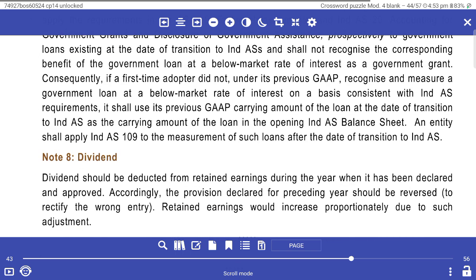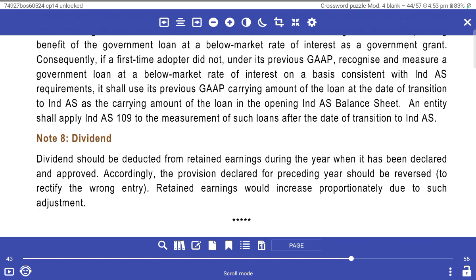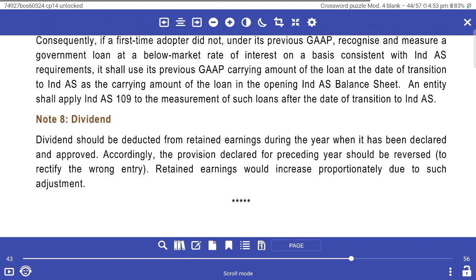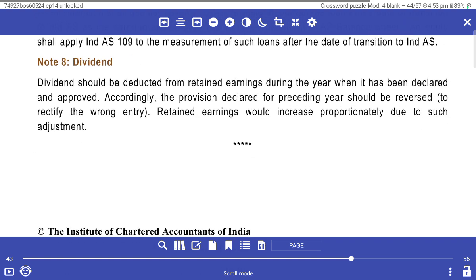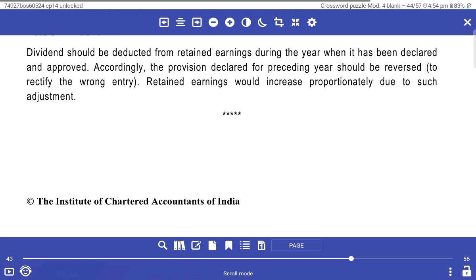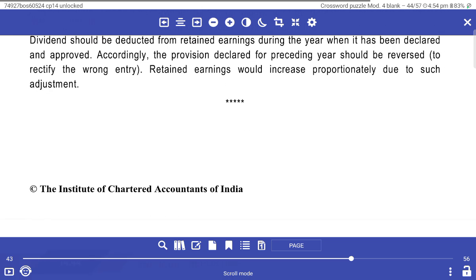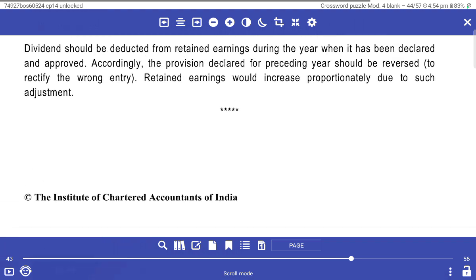An entity shall apply Ind AS 109 to the measurement of such loans after the date of transition to Ind AS. The dividend should be deducted from retained earnings during the year when it has been declared. Where the dividend is declared after the reporting period, the previous entry shall be reversed. To rectify the error, retained earnings should be increased proportionately due to the adjustment.